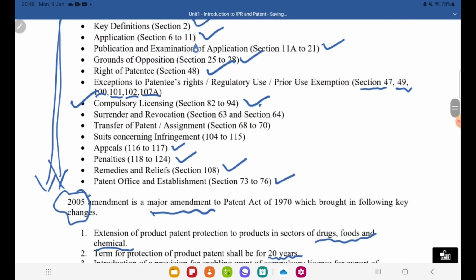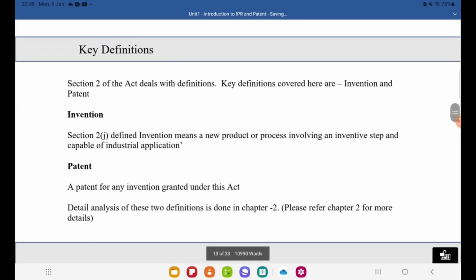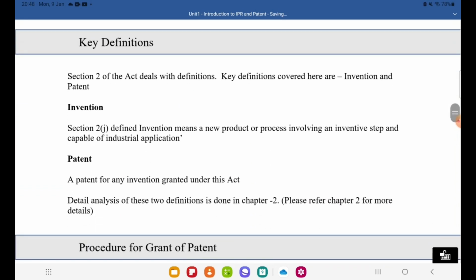With this brief background, let us see the key definitions. I won't spend much more time on this because we already discussed what is invention and what is patent in our earlier videos. So section 2 deals with key definitions. The two important ones are invention and patent. Invention, section 2(j), defines invention as a new product or process involving an inventive step. Any product or process where there is an inventive step will only then be called an invention.